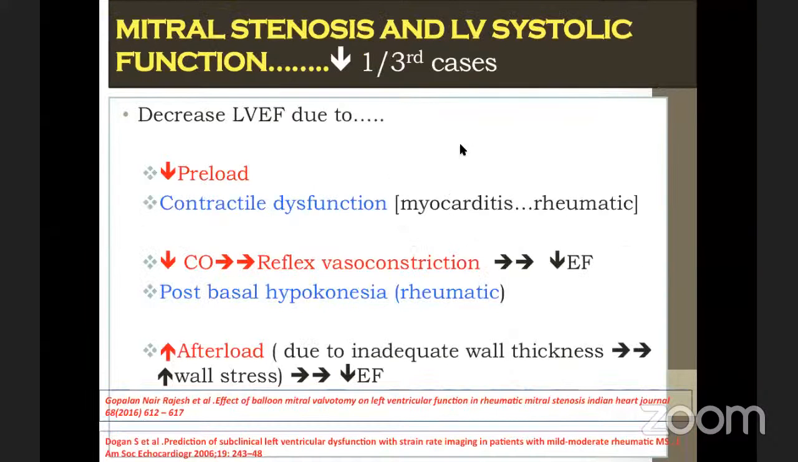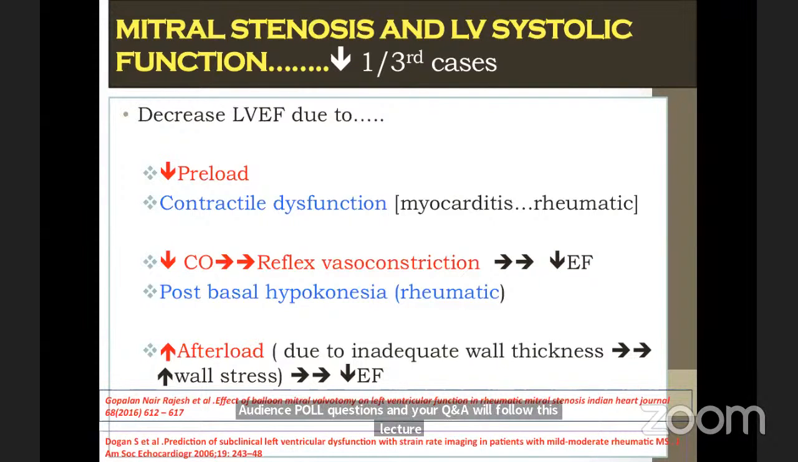So what about the ventricular function in mitral stenosis? In one-third of the cases, there is a decrease in LV systolic function. Basically less blood is going to the LV, and most of the blood is remaining inside the left atrium. Due to certain myocarditis, especially in rheumatic heart disease, there is some degree of contractile dysfunction. Next, there is reflex vasoconstriction, and this reflex vasoconstriction gives rise to decreased cardiac output and a further decrease in the ejection fraction.